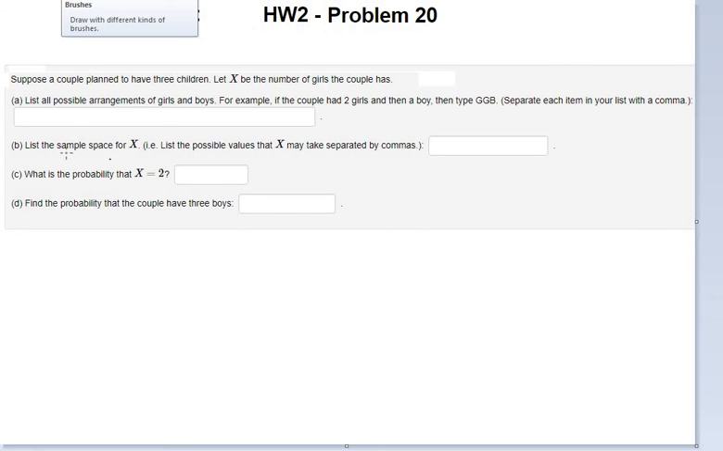Problem number 20. Suppose a couple plan to have 3 children. Let X be the number of girls the couple has. List all possible arrangements of girls and boys. For example, if the couple had 2 girls and then a boy, then type girl, girl, boy. Separate each item in your list with a comma.